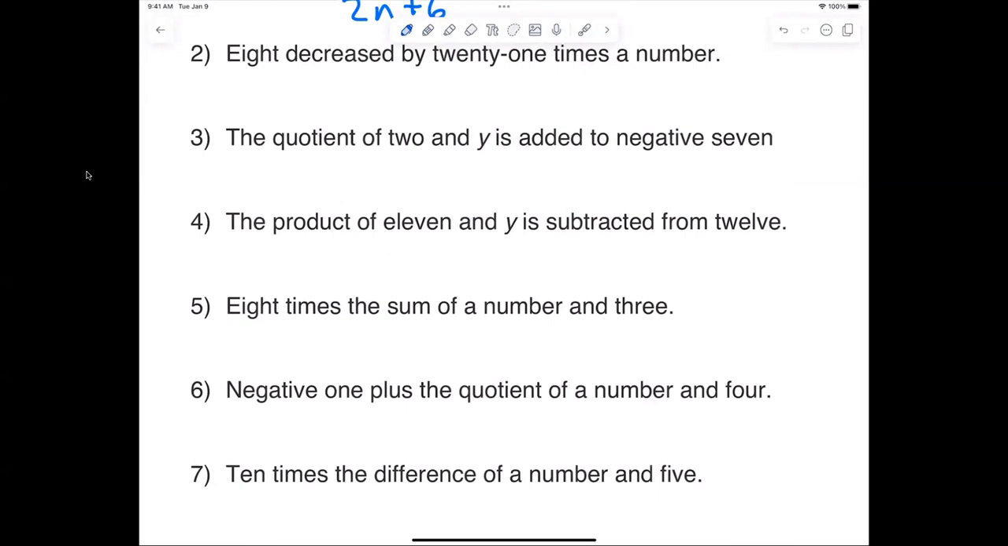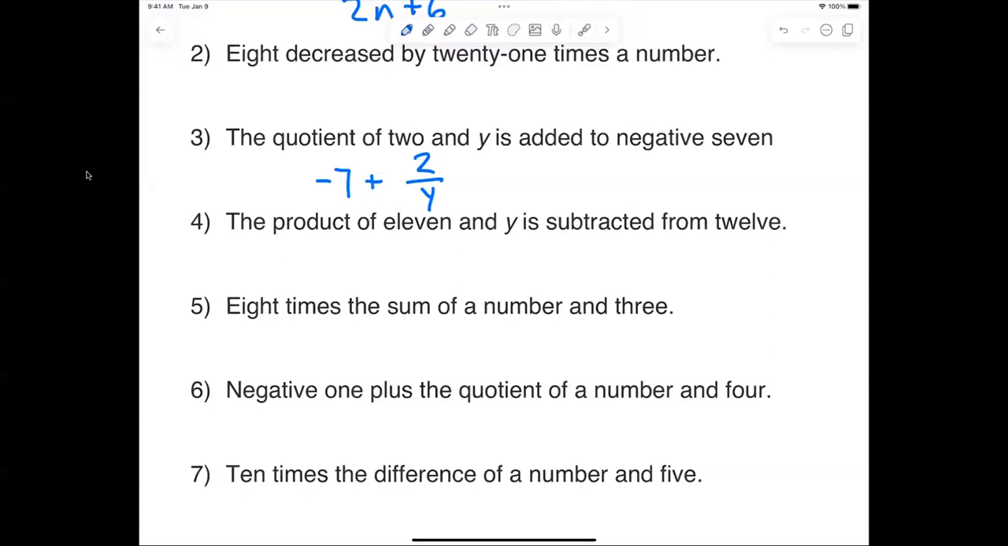2 divided by y plus -7. Okay, that's nice. Quotient means 2 over y. That's a division problem. That is added to -7. So technically it should be -7 plus. All right. You're adding the quotient to -7. You really got to think about that. Any questions with number 3?